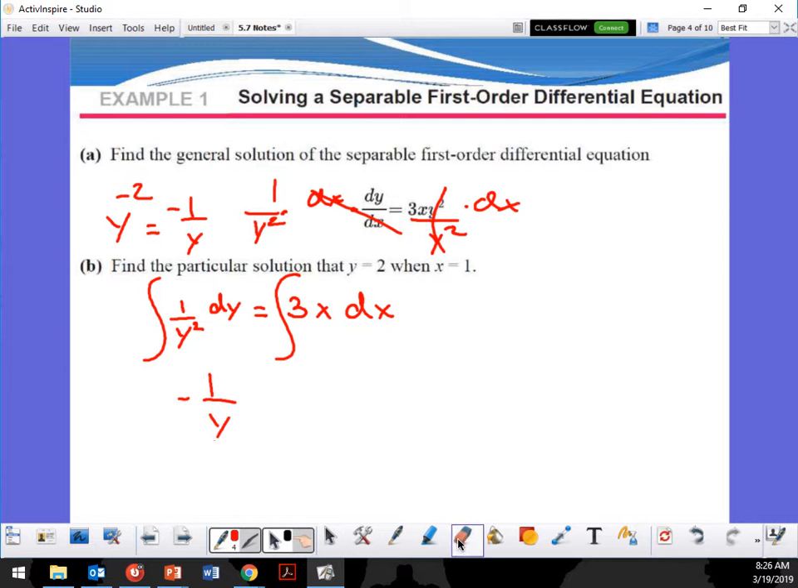So I took care of that. Equals. Now let's integrate the right side. 3x squared over 2 plus c.